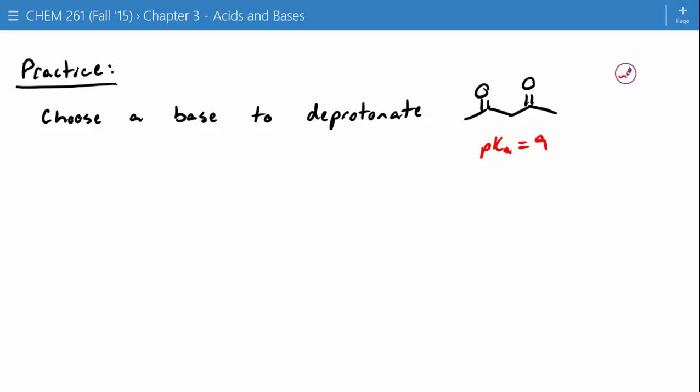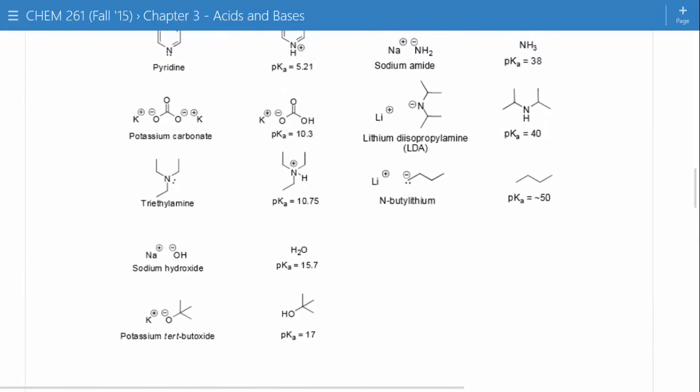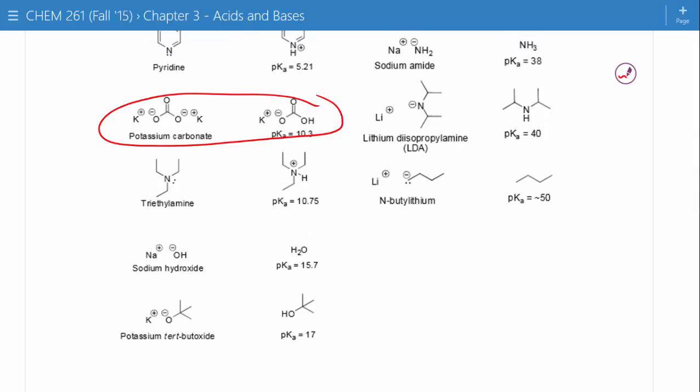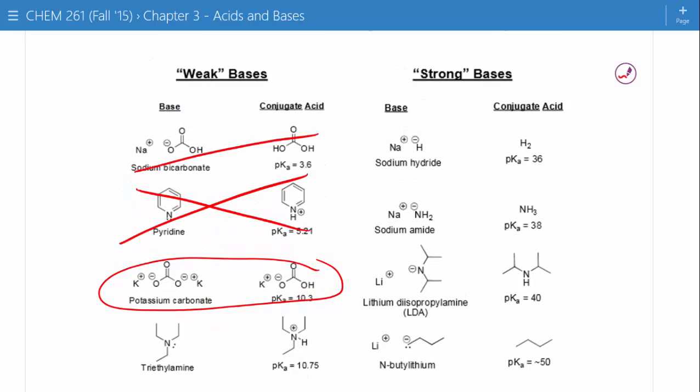Raise your hand if you think you've got an appropriate base. All right, it looks like most people are getting there. So does anybody want to volunteer a base that they chose? What do you think, Alan? Potassium carbonate. So if we look at potassium carbonate, it's got a pKa of 10.3 for its conjugate acid. So we can actually deprotonate this using potassium carbonate. We couldn't, on the other hand, use pyridine, and we couldn't use sodium bicarbonate because those conjugate acids are more acidic than our original acid, right?